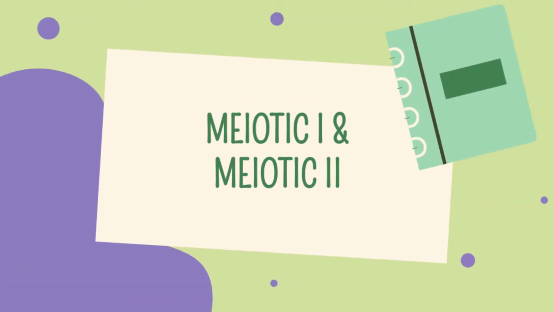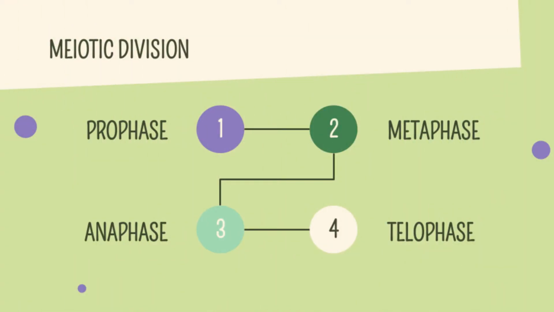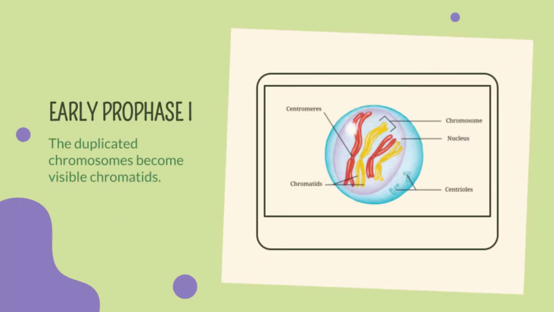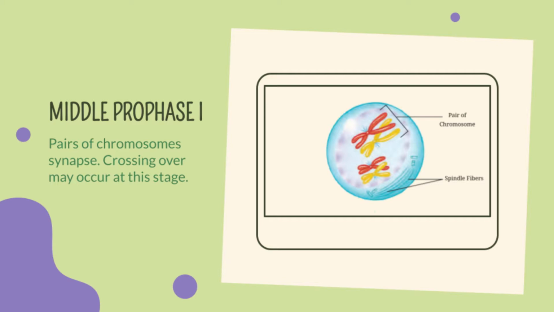The two divisions of meiosis are called meiosis 1 and meiosis 2. Like mitosis, each division of meiosis has prophase, metaphase, anaphase, and telophase. Before meiosis begins, all chromosomes are duplicated. In the early prophase 1, the duplicated chromosomes become visible chromatids. Then, the chromosomes align as pairs in a process called synapsis. Crossing over also occurs at this stage, which allows the exchange of genetic materials between chromosomes.